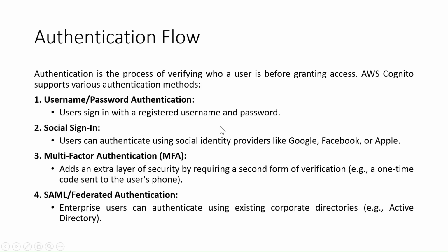Now let's see the meaning of authentication flow. The authentication flow is the process of verifying who a user is before granting access. AWS Cognito supports various types of authentication methods like username and password authentication, social sign-in, multi-factor authentication, or SAML or federated authentication. Username and password authentication means the user signs in with the registered username and password. And social sign-in means the user can authenticate using social identity providers like Google, Facebook, or Apple.